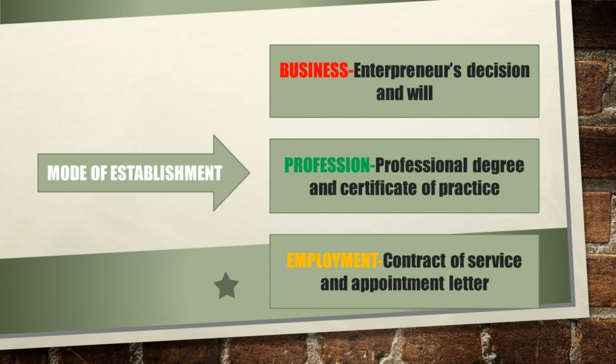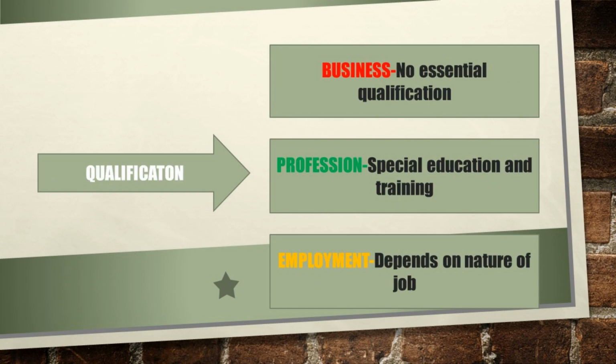But in case of employment, just a contract of service and a letter of appointment is sufficient, like in case of office bearers. The second point of differentiation is qualification. In case of business, no formal education or qualification is compulsory to carry on a business. For example, you don't need to have any special qualification to open a shop or a factory.